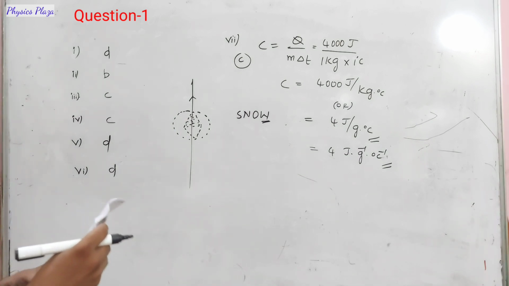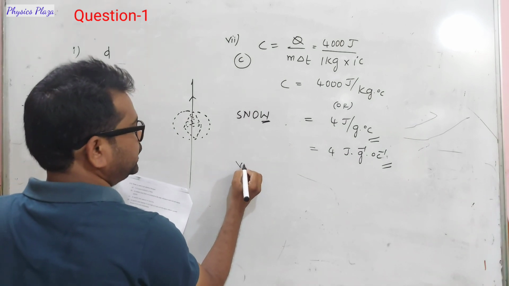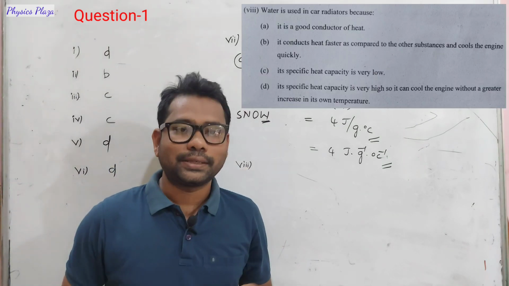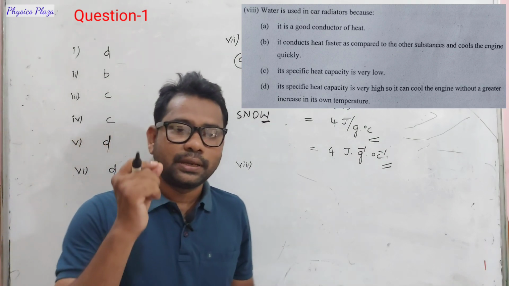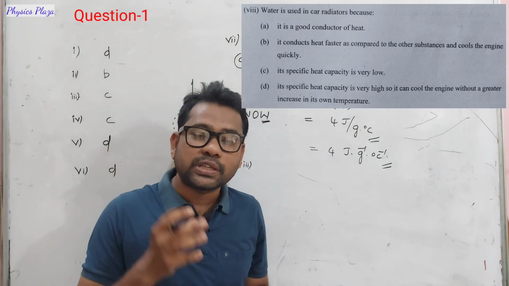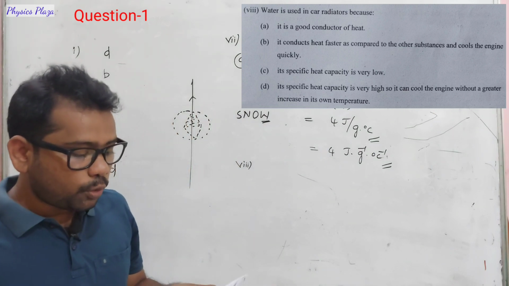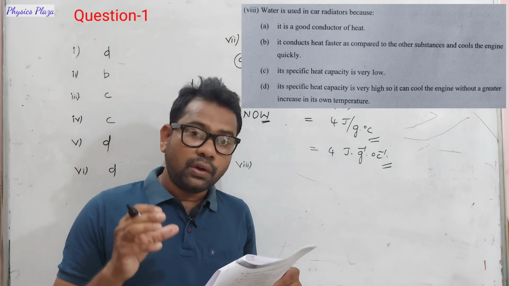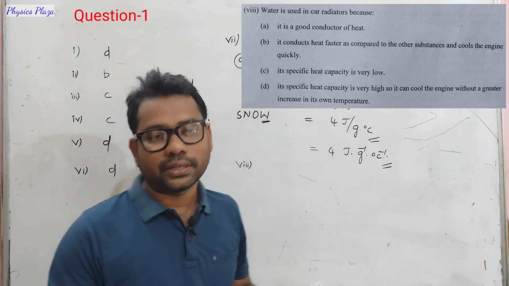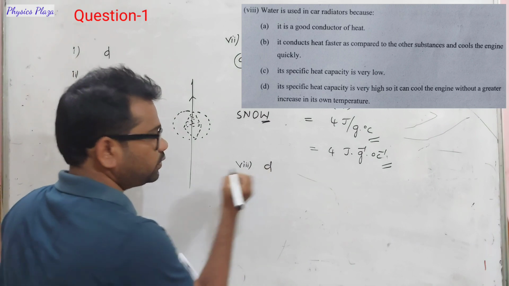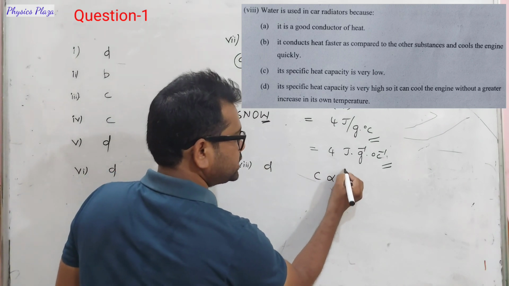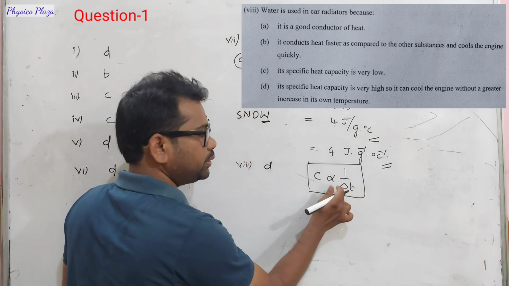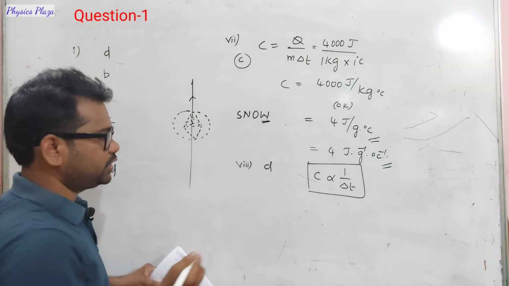Fine. Now moving to the 8th bit. Water is used in a car radiator. What is the reason? Children, this question is based on the applications of the high specific capacity of water. So look at option D, children. Its specific capacity is very high, so it can cool the engine without a greater increase in its own temperature. Yes, it is right. Why? The reason is C is inversely proportional to delta T. So children, the more the specific capacity, the less will be the rising or falling temperature.